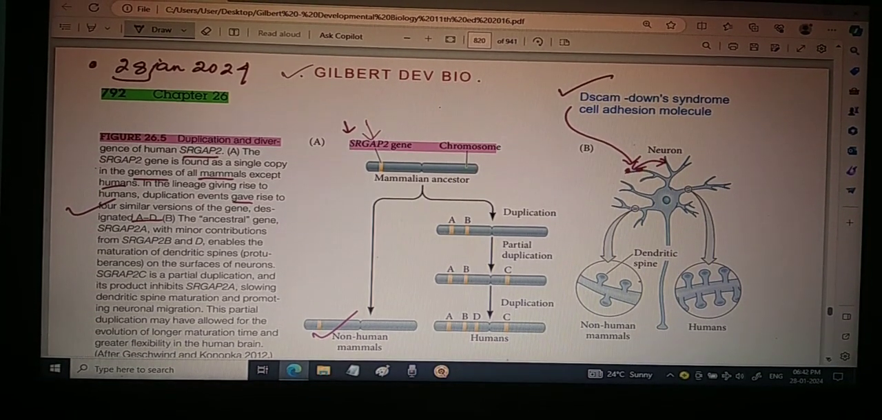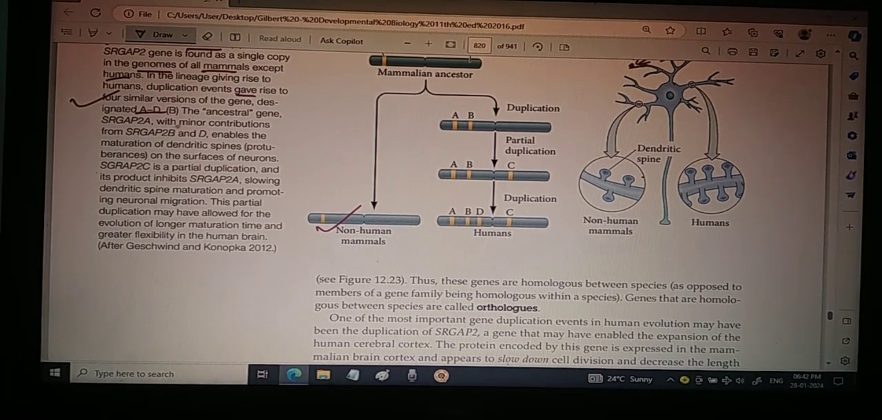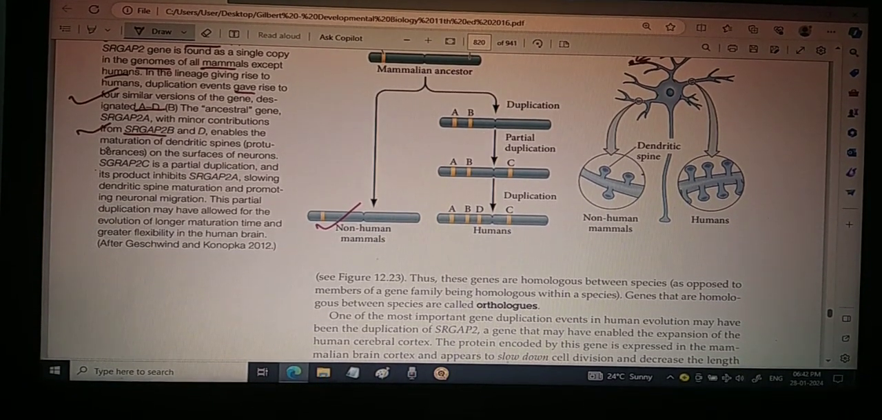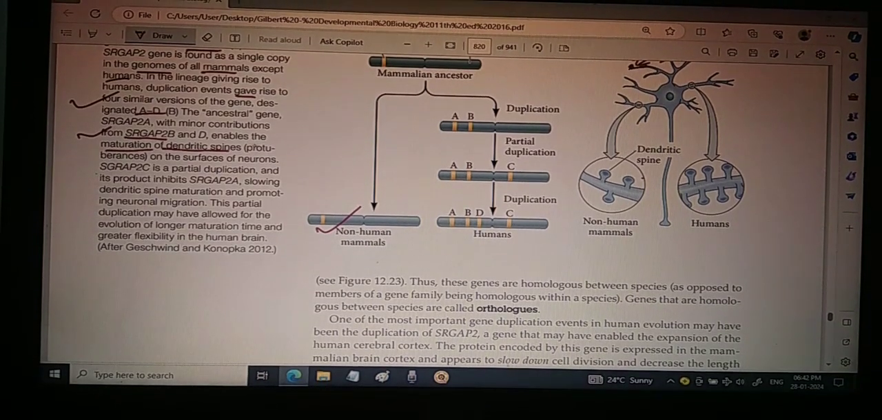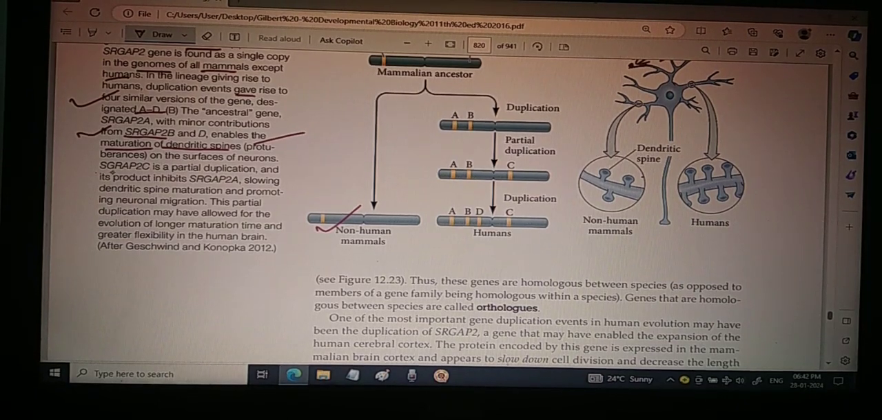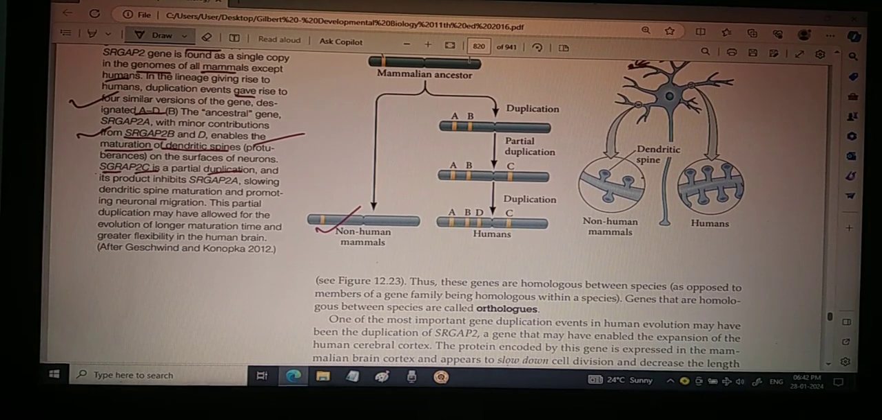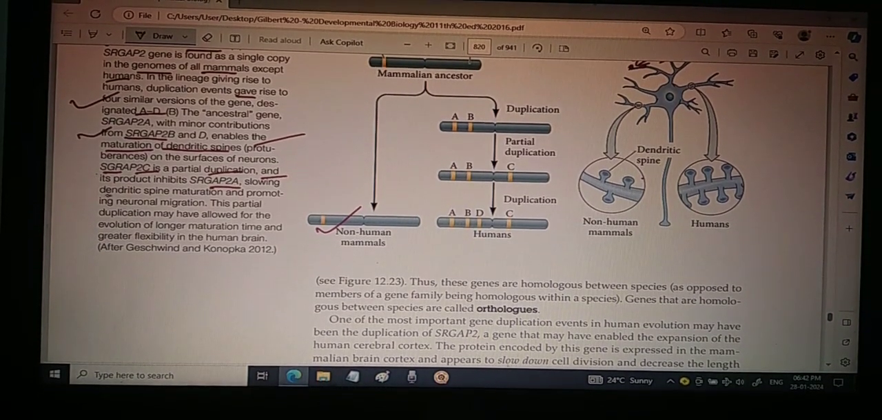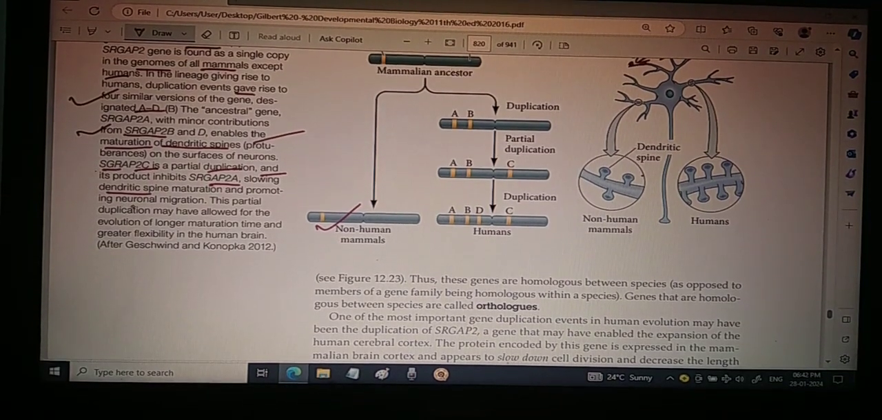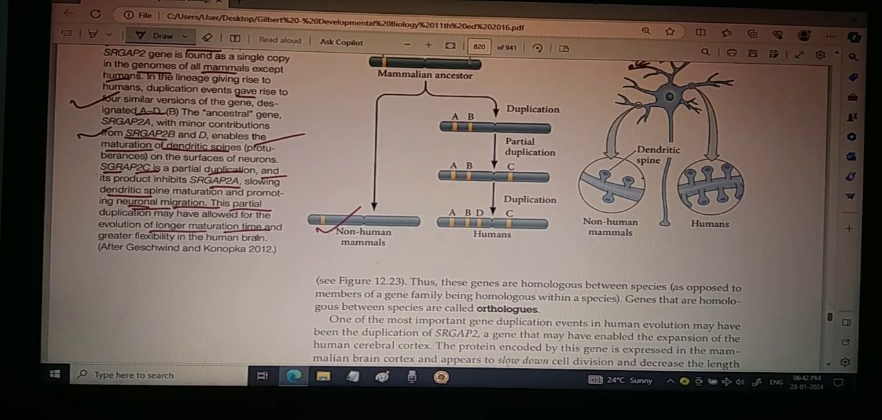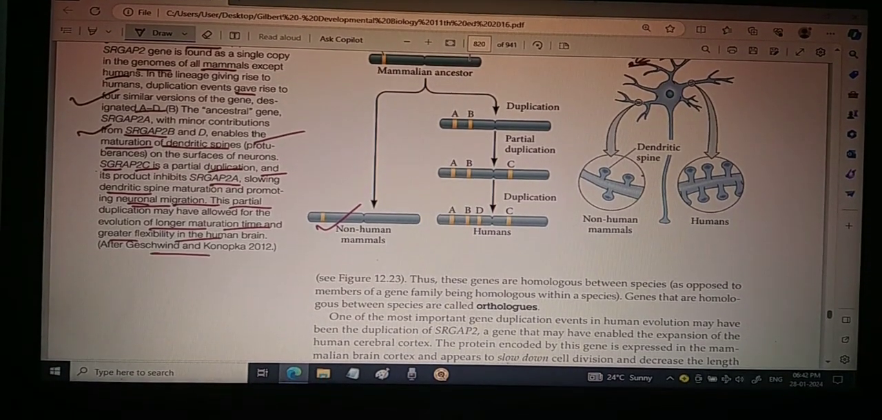The ancestral gene, SRGAP2A, with a minor contribution from SRGAP2B and D, enables the maturation of dendritic spines, which is very important for our intellect. These are protuberances on the surface of the neurons. SRGAP2C is a partial duplication, and the variant's product inhibits SRGAP2A. It slows dendritic spine maturation and promotes neural migration. This partial duplication may have allowed for the evolution of longer maturation time and greater flexibility in the human brain.